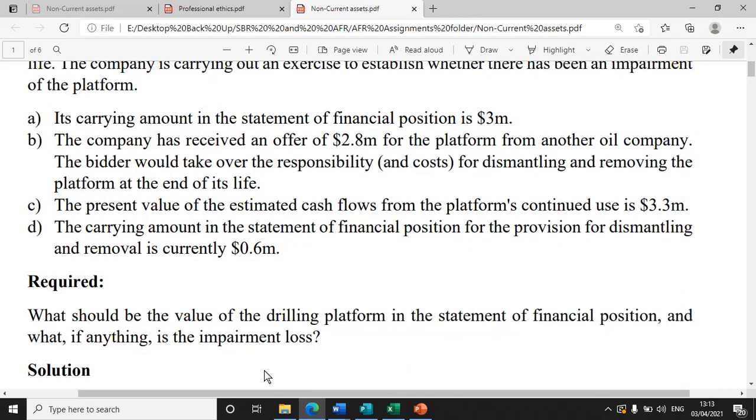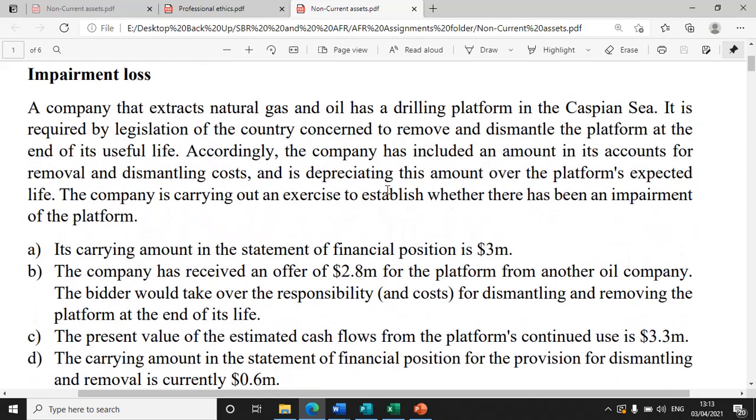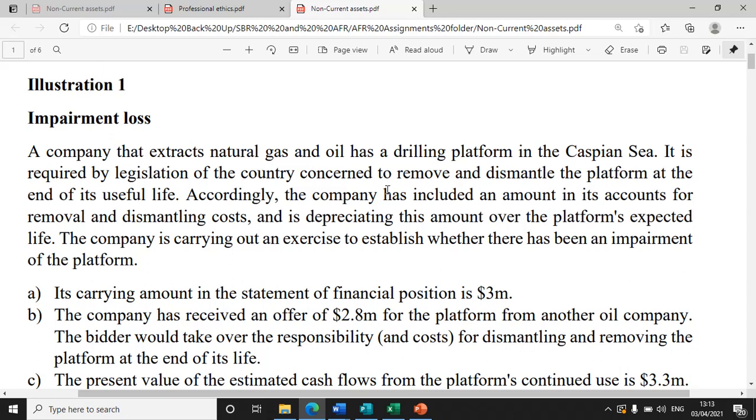The requirement says, what should be the value of the trading platform in the statement of financial position, and what, if anything, is the impairment loss? So we've got the following information. A company that extracts natural gas and oil has a drilling platform in the Caspian Sea. It is required by legislation of the country concerned to remove and dismantle the platform at the end of its useful life. Accordingly, the company has included an amount in its accounts for removal and dismantling costs, and is depreciating this amount over the platform's expected life. The company is carrying out an exercise to establish whether there has been an impairment on the platform.